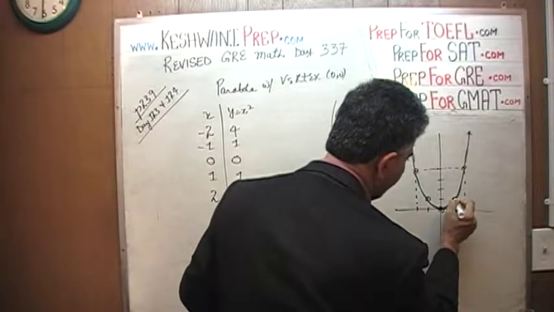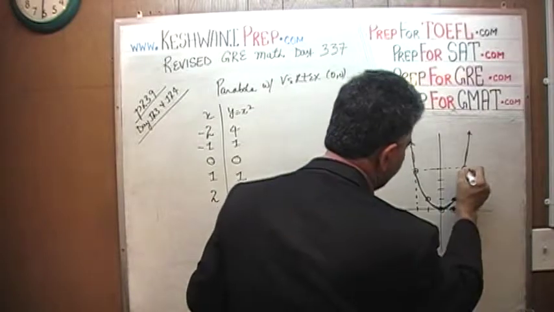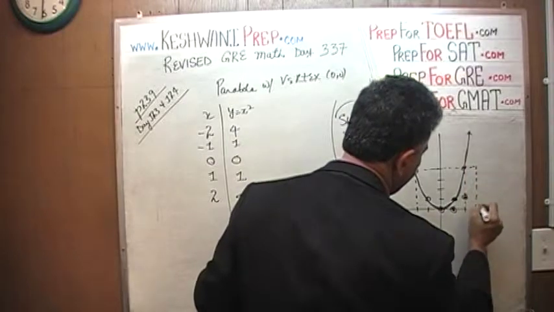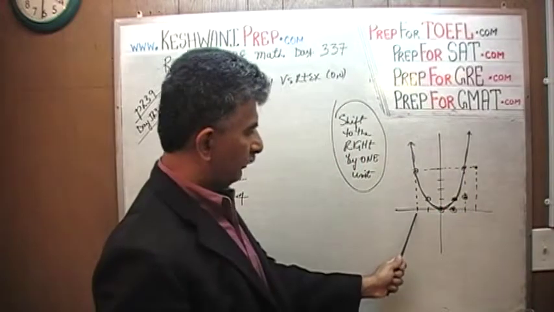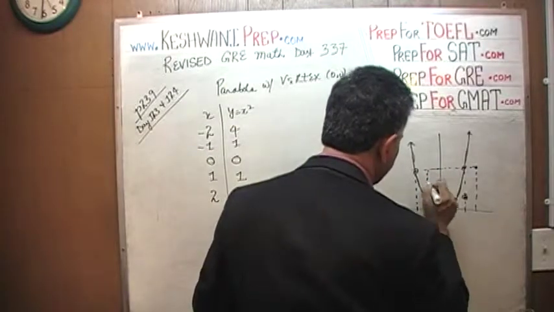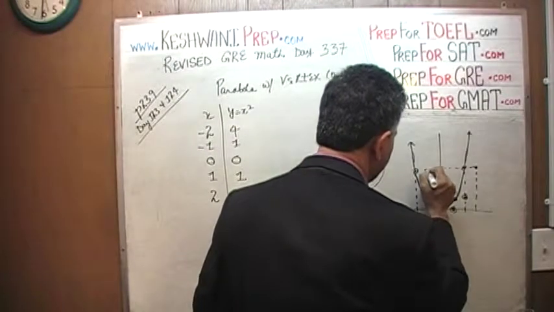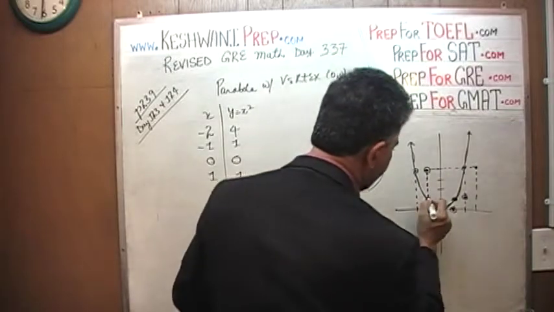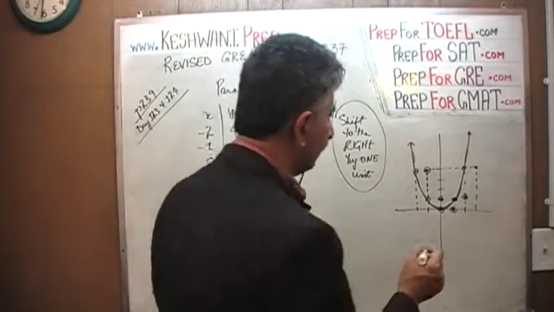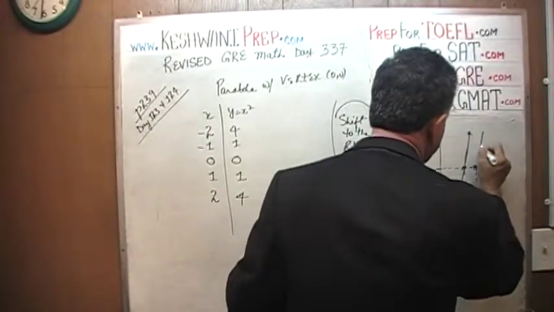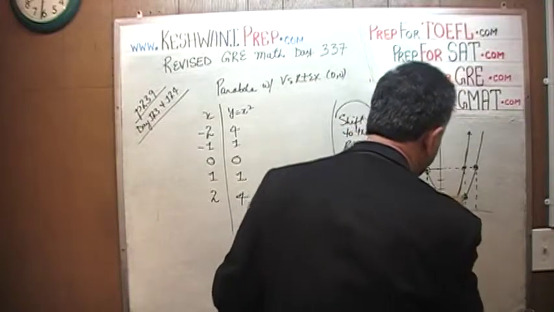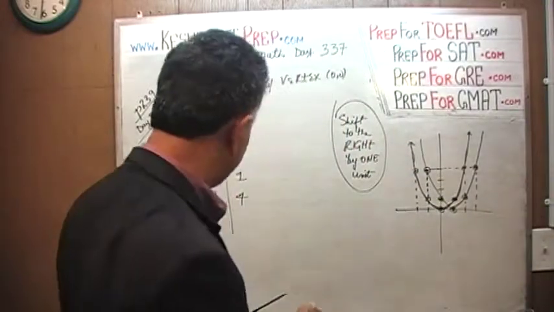This point here, which was 1, 1, will end up here. This one was at 2, 4. Instead of 2, 4, it's going to end up at 3, 4. This one was, when x was negative 2, y was 4. Now x is going to be negative 1, and y is going to be 4. This point, instead of being here, will end up here. The entire thing is shifted by 1 unit, and it looks like this. Let's put it in a different color so we can see it easily.